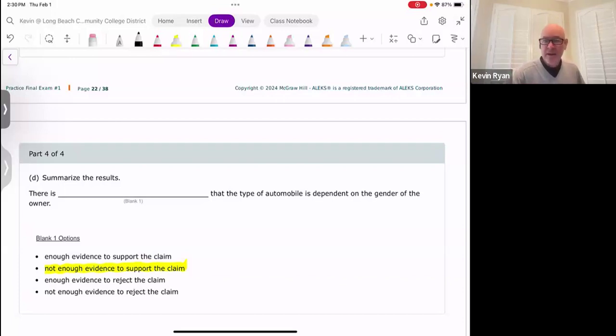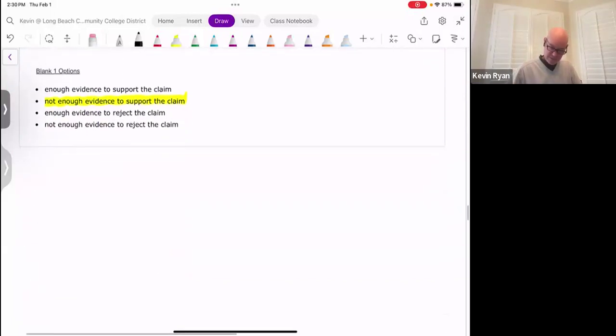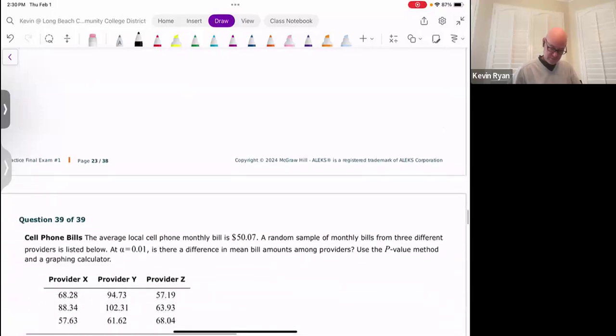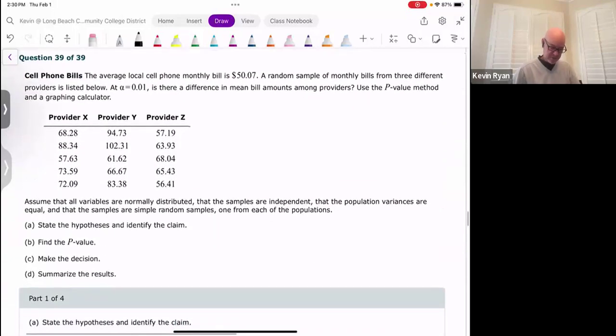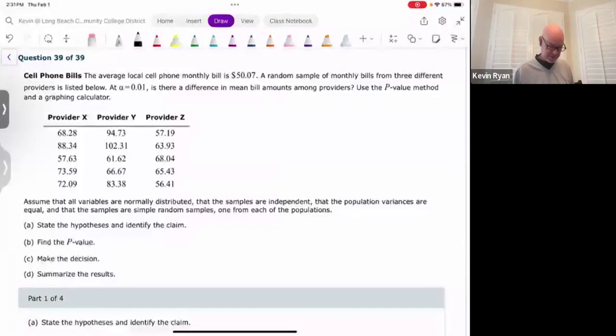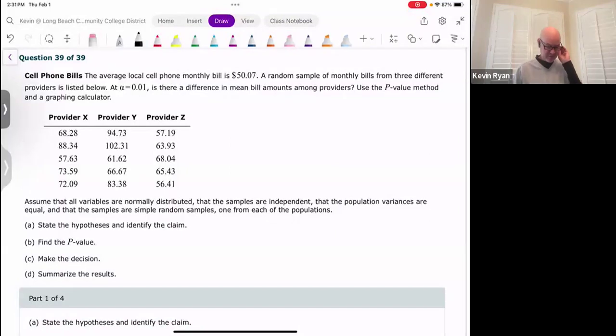All right, last problem of the night. Day, whatever it is. I'm guessing ANOVA. It sure is. So this is very much like the one that we did in class yesterday. Cell phone bills, or 2 days ago, I guess. The average local cell phone monthly bill is $50.07. A random sample of monthly bills from 3 different providers is listed below. At the 1% level, is there a difference in mean bill amounts among the providers?